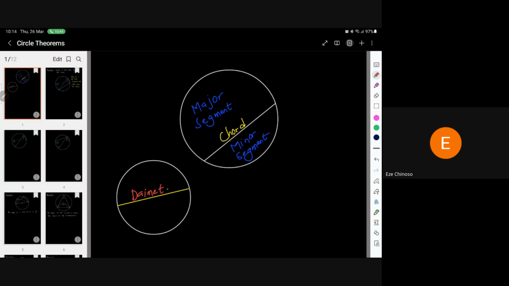So when you run a line from one point of the circle to another point, that line is regarded as the chord. And the chord divides the circle into two parts. It's going to divide it into what we call the major segment and the minor segment.